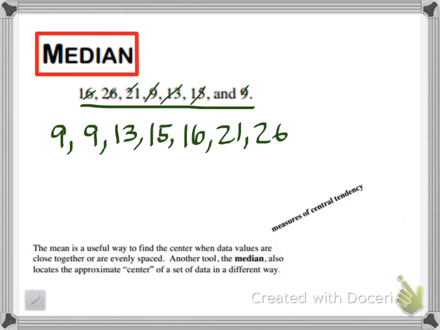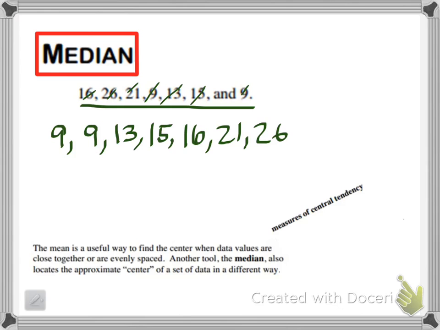What I like to do when I'm ordering, or finding the median rather, is I like to cross off numbers as I use them so I can keep track of exactly what numbers I've already reordered so I can find the median. Okay? So, all we're trying to do now is find the middle number. Which number occurs in the middle of our data set?